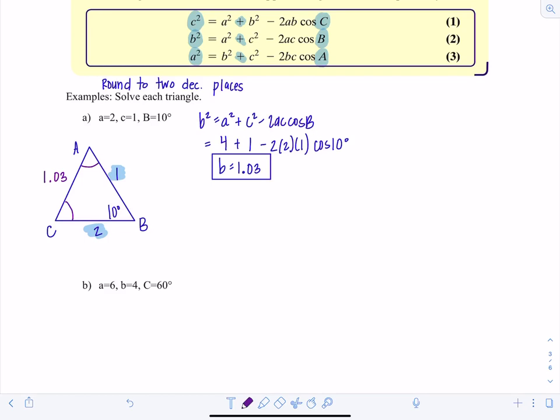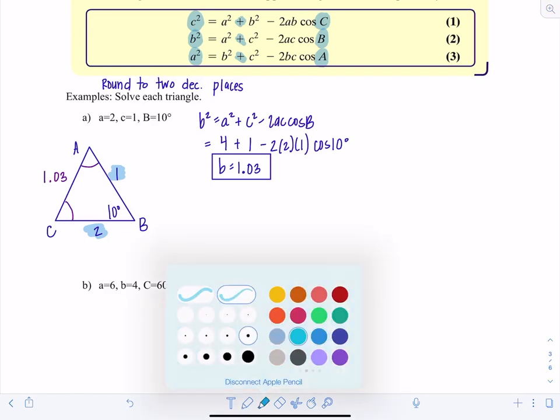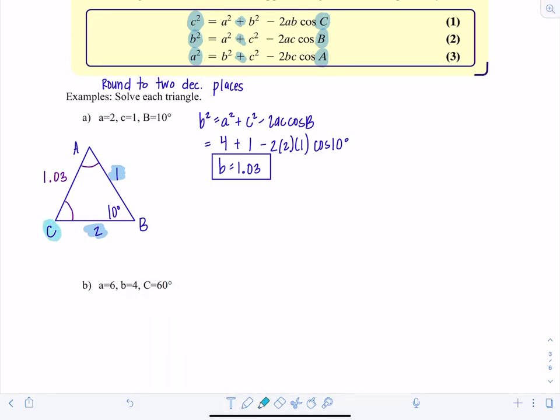Because remember, the law of sines, when you put inverse sine in your calculator, it's only going to give you values between negative 90 and 90. So it's always going to give you an acute angle. And if you have an obtuse angle in your triangle, it's not going to give you the correct value. So what I'm going to do is find angle C first, because I know that one has to be acute. How do I know that? Well, angle C is opposite side c, which has length 1, and angle A is opposite side a, which has length 2.